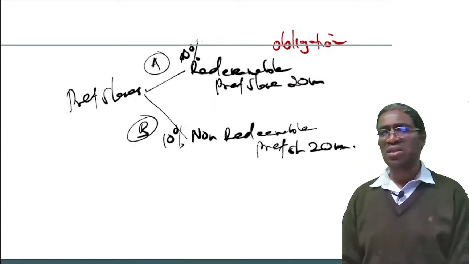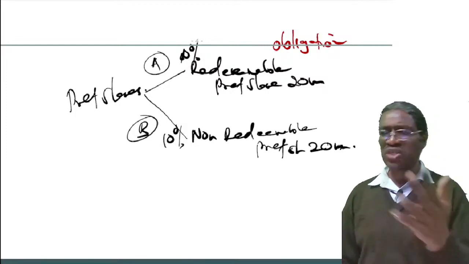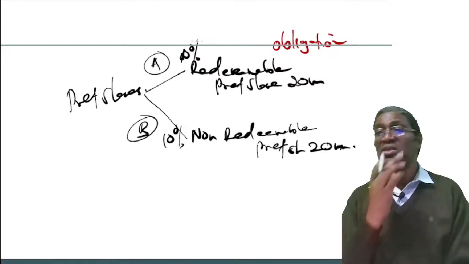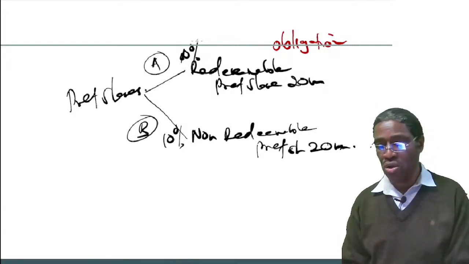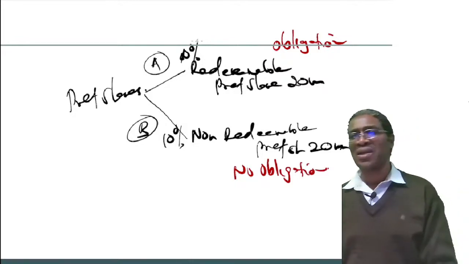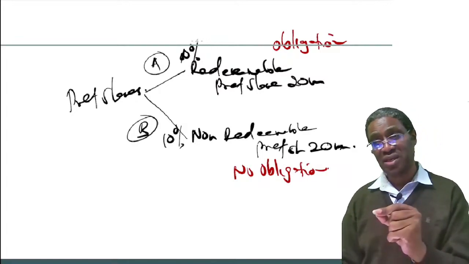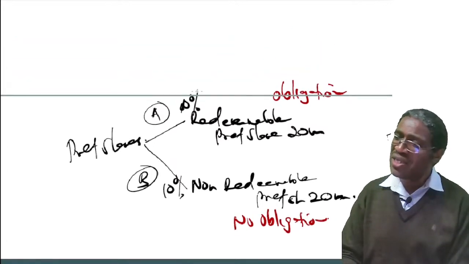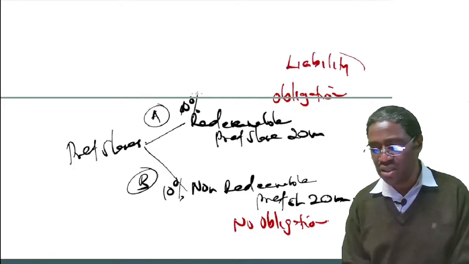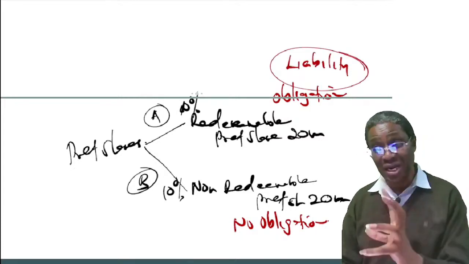Company B, when they were issuing these non-redeemable preference shares, maybe 5 years ago, 10 years ago, there was no promise that they are going to pay back the 20 million. They have no obligation to pay back that 20 million. Now listen. Because company A has an obligation to pay back, then to company A, that 20 million will be considered as a liability in the balance sheet.